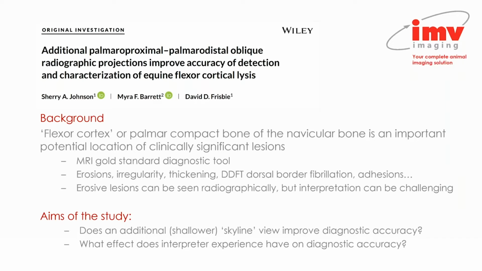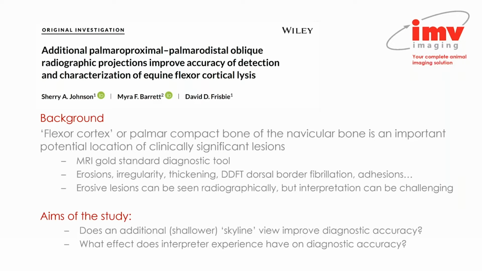Lesions in this region typically are best evaluated using MRI, and that is generally the clinical gold standard diagnostic tool. As well as actual erosive lesions, we can see irregularity or thickening of the palmar compact bone. And in addition to this, concurrently, it's not unusual to see dorsal border fibrillation of the deep digital flexor tendon, and there is a potential for adhesions to be present between the 2 structures.